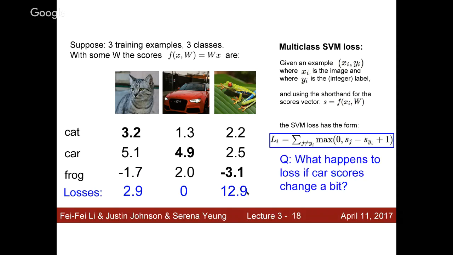No? Okay. So let's say, for example, the lecturer asks, what happens to the loss if the car scores change a little bit? Let's go back to these car scores and permute them a little bit. What will happen? Let's say we move this down to 5.0, this one to 4.8, and this down to 2.4. What's going to happen to our loss?